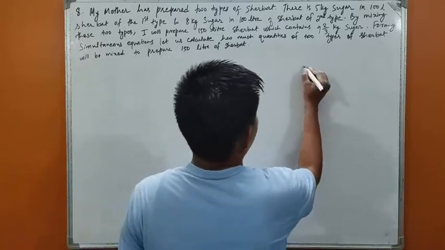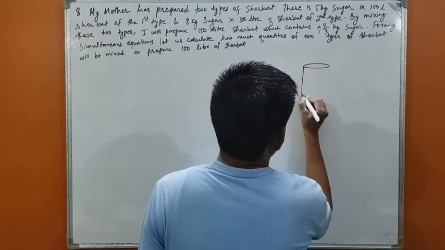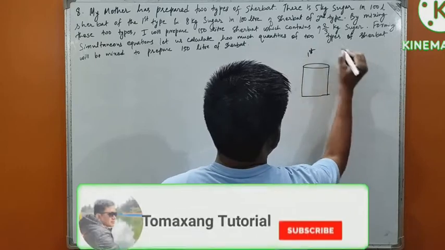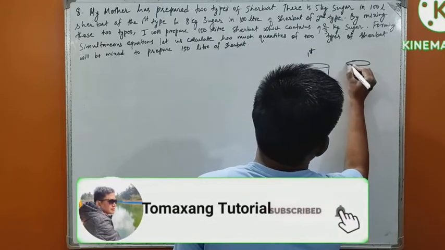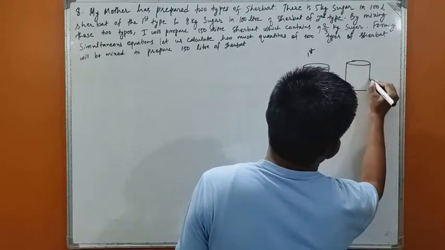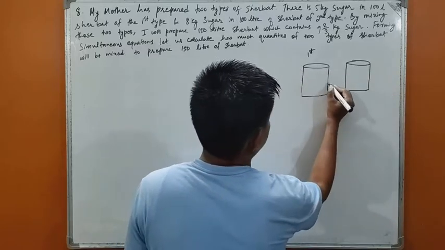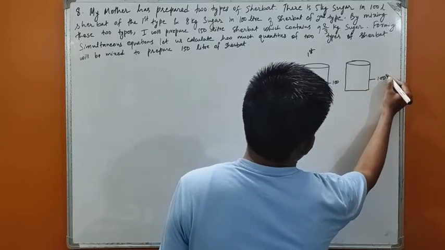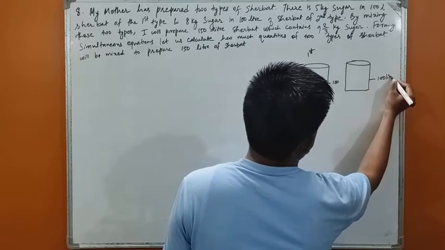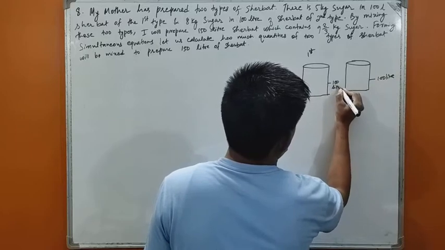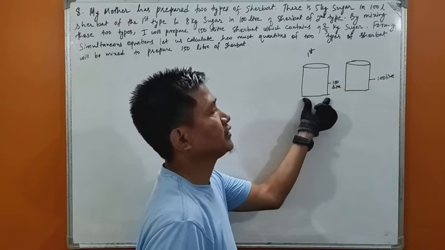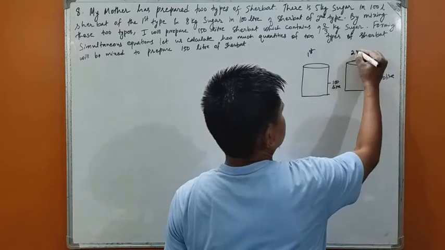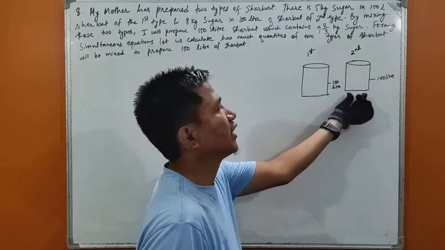Okay, mother prepared 2 types of sarbat. This is the first type, and this is the second type. Each of these contains 100 liters. 100 liters of sarbat in the first type and 100 liters of sarbat in the second type. This container also contains 100 liters, and this container also contains 100 liters. This is the second type of sarbat, 100 liters, 100 liters.